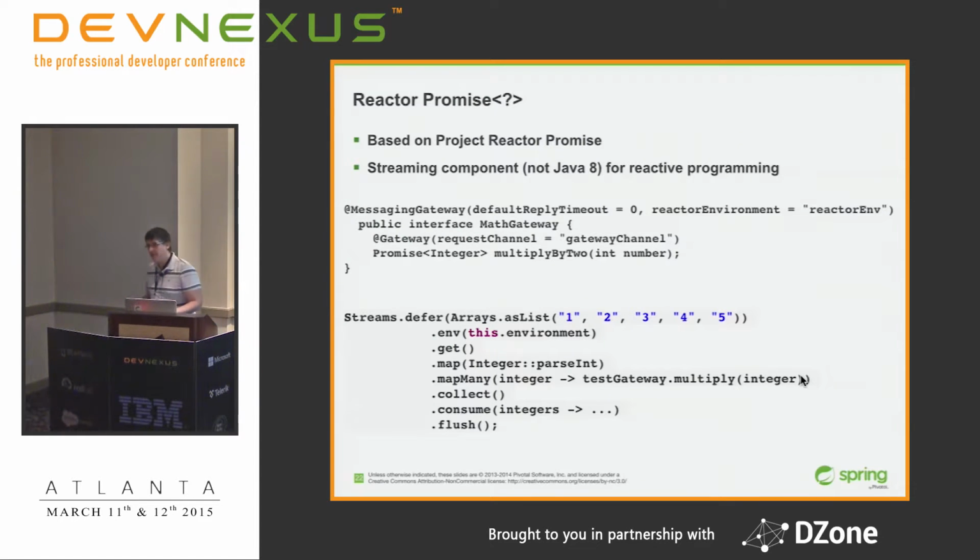The takeaway is, even if you're not familiar with Reactor, or with a lot of things on this slide, that the gateway support in Spring Integration 4 has evolved beyond simply mimicking a method invocation. It has evolved towards asynchronous programming. It has evolved towards stream processing.